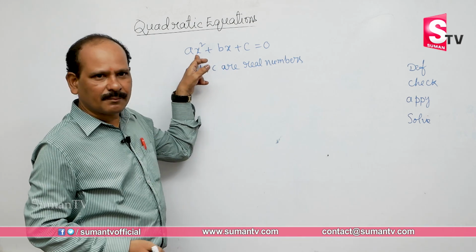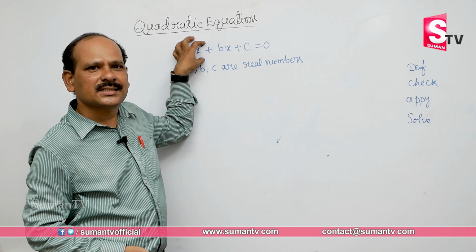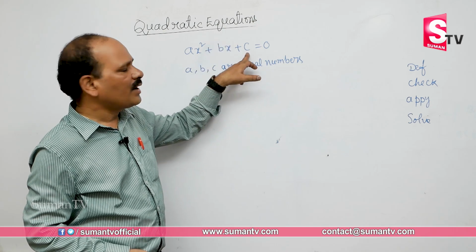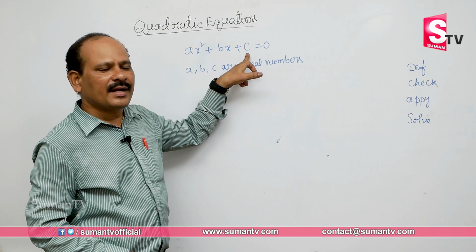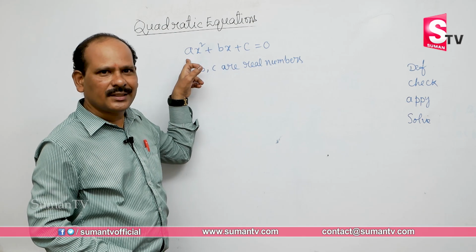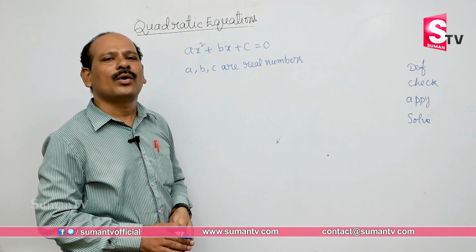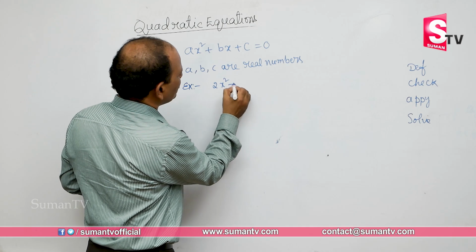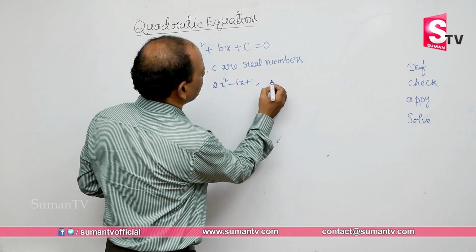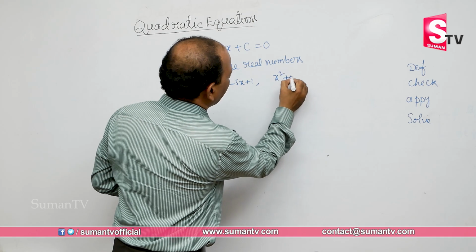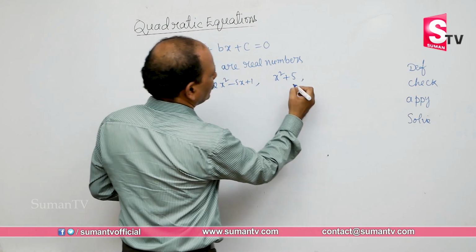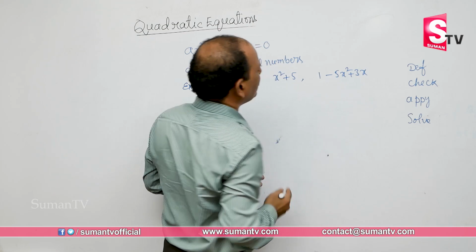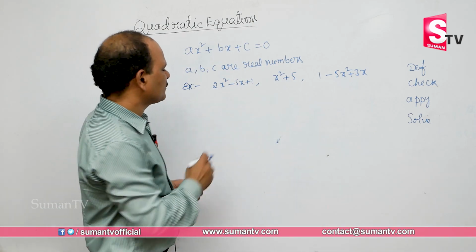In this, the first term, ax square, is called the x square term. The second one is called the x term. The final one is the constant. When an equation is in this form, we can say that the equation belongs to quadratic equations. Examples: 2x square minus 5x plus 1, x square plus 5, 1 minus 5x square plus 3x. These are all quadratic equations.